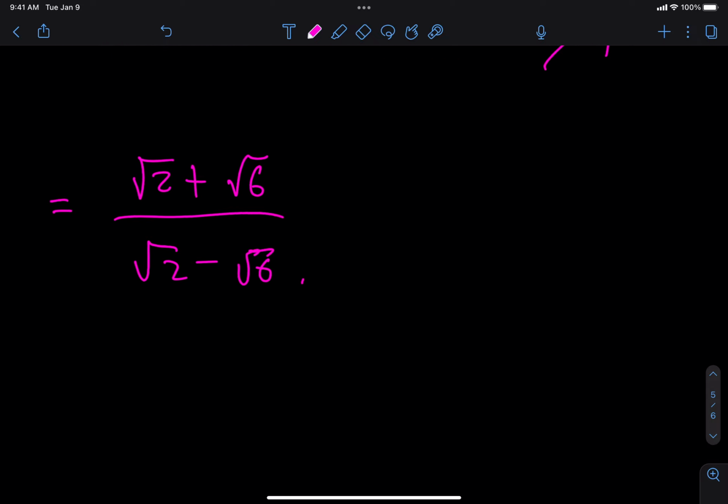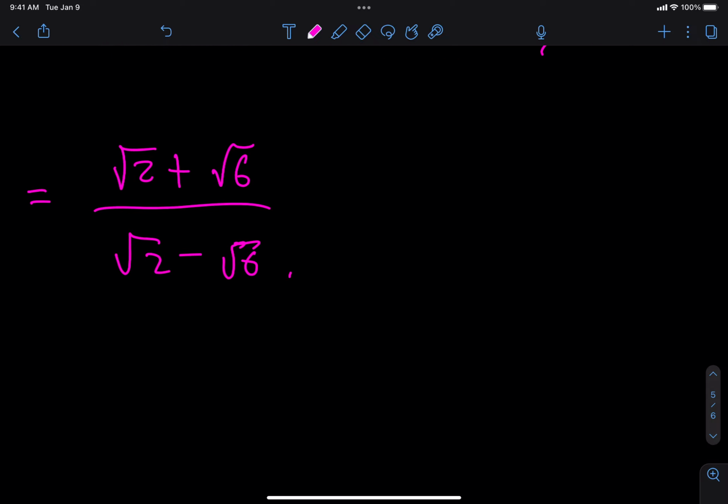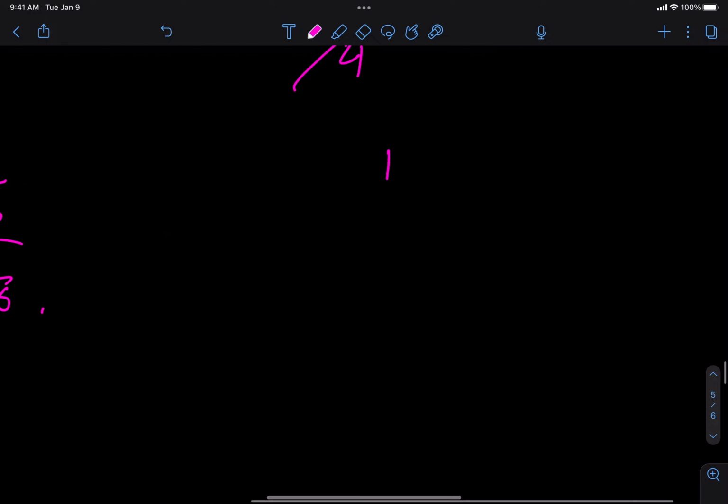If the problem said simplify completely, there's a bit of a problem with where we're currently at. We need to rationalize the denominator. How do I do that for this one? Well, we learned how to rationalize things like 1 over the square root of 3. What do I do in this case?